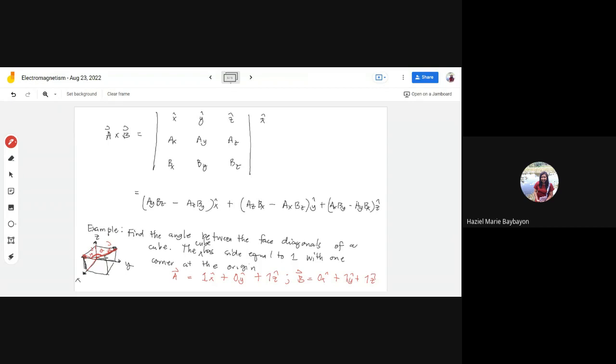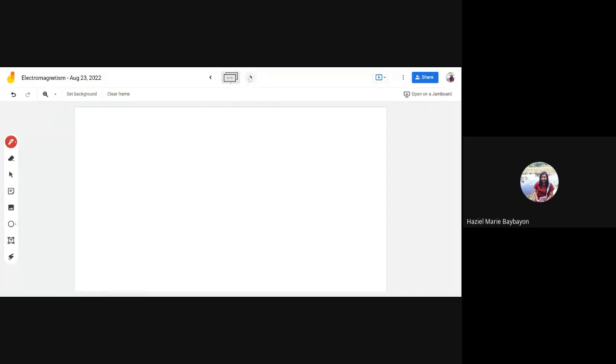Now, we are asked to find the angle. The easiest one we can use is this relationship. So A dot B, the dot product, is equal to AB cosine theta. Here we can find theta by getting the inverse cosine of the dot product of A and B divided by the product of the magnitudes of A and B.